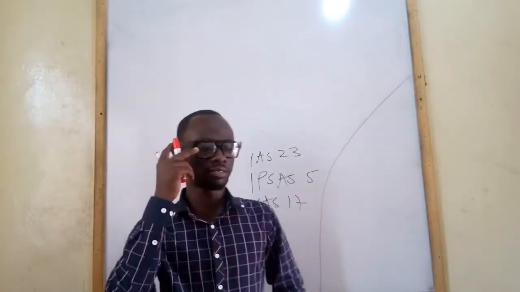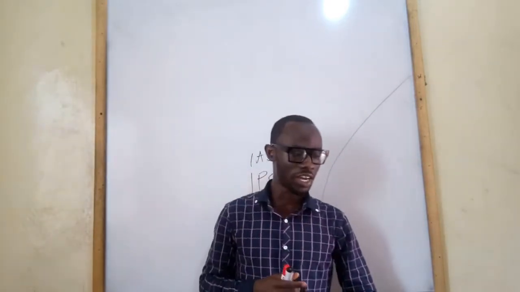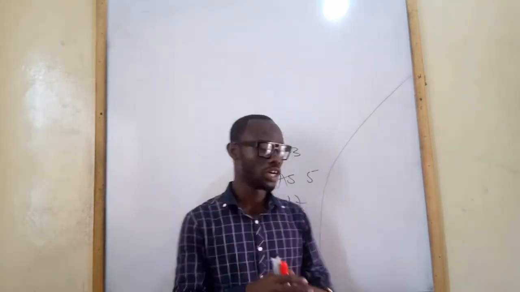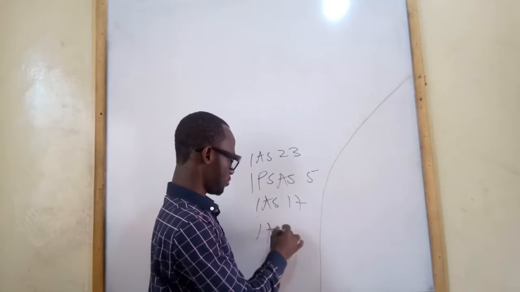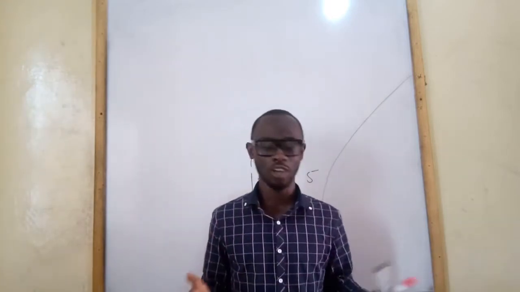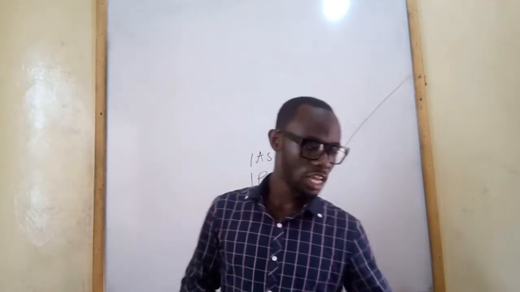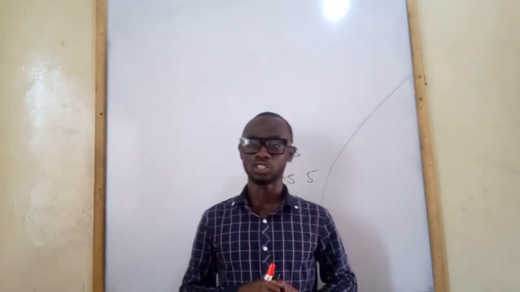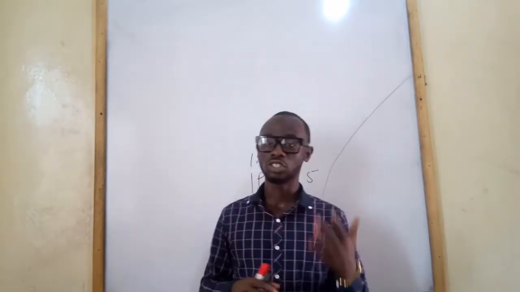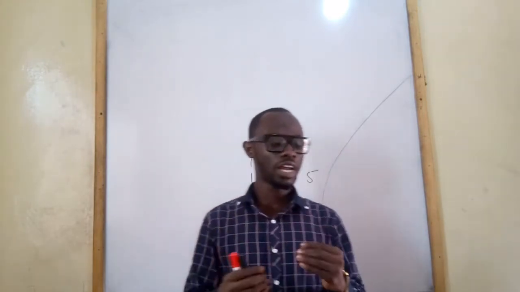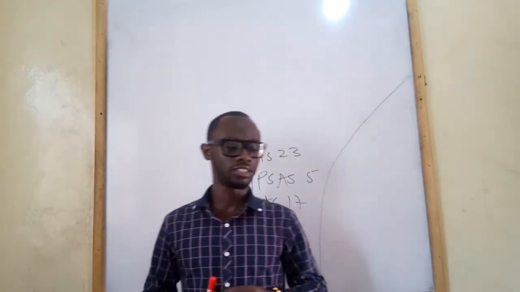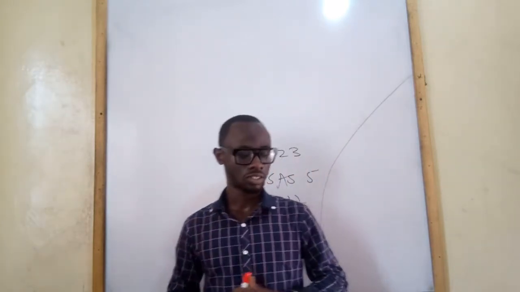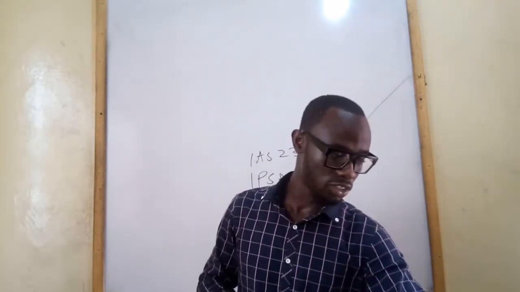Now, let's look at IPSAS 1, Presentation of Financial Statements. This is the same as what you know in IAS 1, that is Presentation of Financial Statements. The objective of financial statements is to provide information about the sources, allocation, and uses of financial resources, and about how the entity finances its activities and meets its requirements, and all of these.